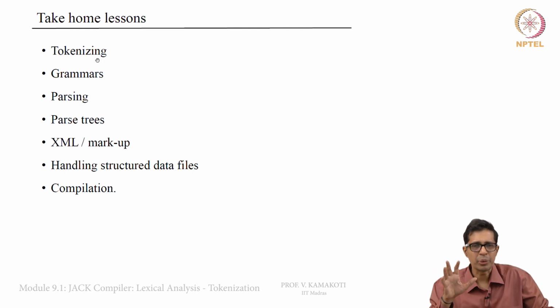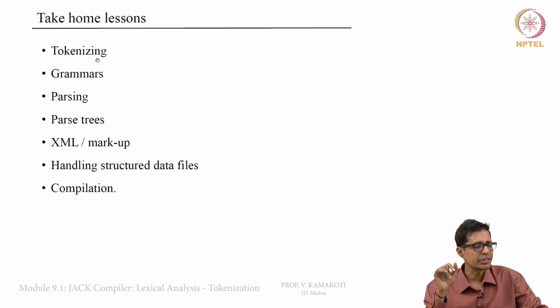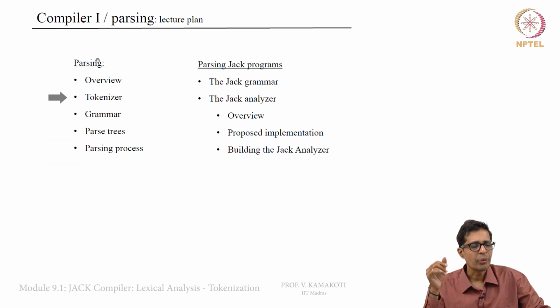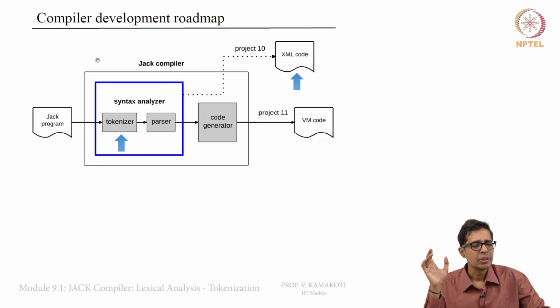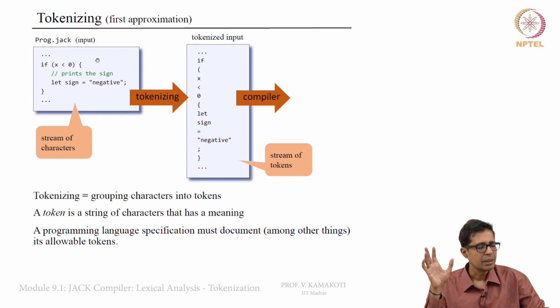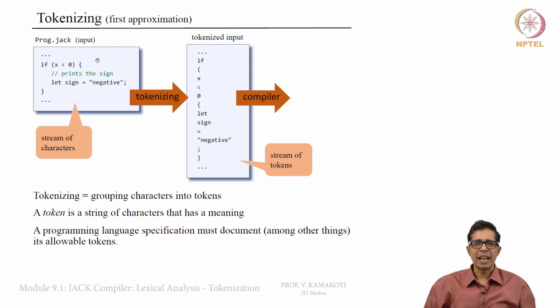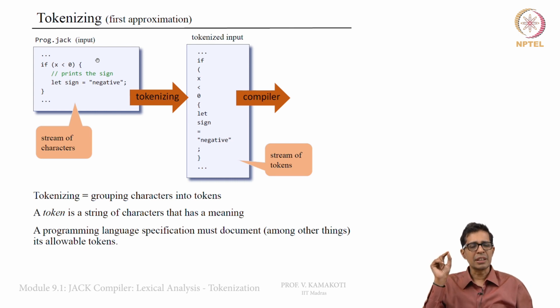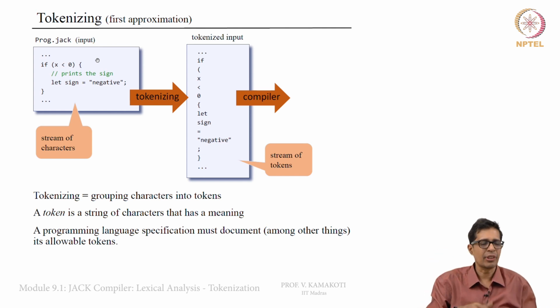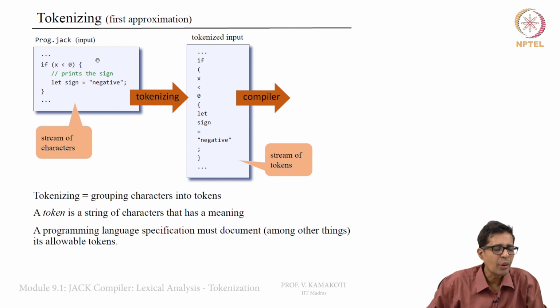So we will be doing tokenization as the first part of this entire exercise. What is tokenization? If I have a program, I would love to understand what are all the different elements of the programming language that the program actually contains. For example, look at this slide. On the left hand side, you have: if x greater than 0, then let sign equal to negative. So, this is a simple if statement.